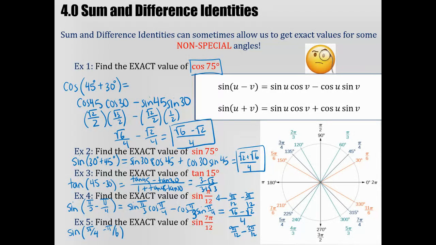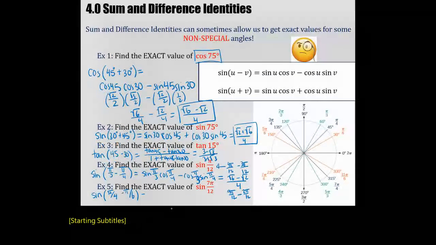I might have done something like 3 pi over 12 and 4 pi over 12, and I'm adding them, so it looks just like this, but I'm adding them instead. That's fine as well.